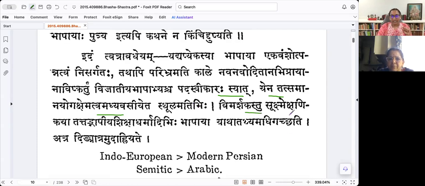Vimarshakastu सूक्ष्मेक्षणिकया तत्तद्भाषीय शिक्षा धर्मादिभिः भाषायाः याथातथ्यम् अधिगच्छति. So an analyzer with a very subtle drishti, with a careful look, understands how to analyze the language and how it is probably affecting the history, or history has affected this word. He goes to the tattvam of it. Yadhatatyam, the true nature. He understands the true nature of a bhasha only when he looks at it with a sukshma drishti. Otherwise he cannot understand.